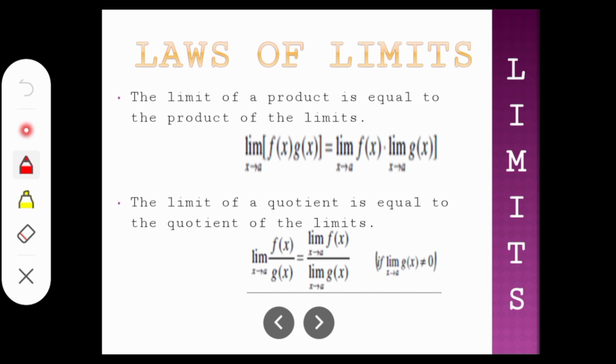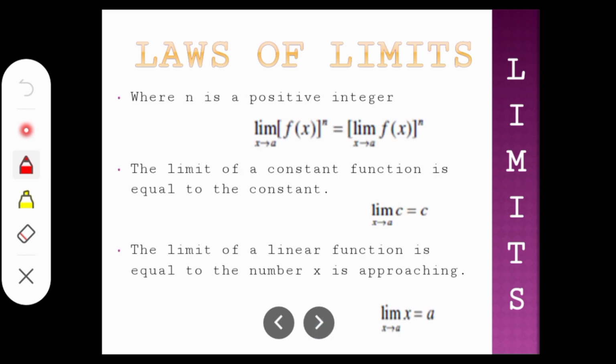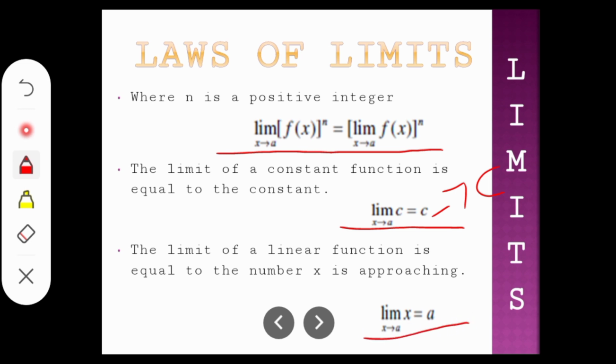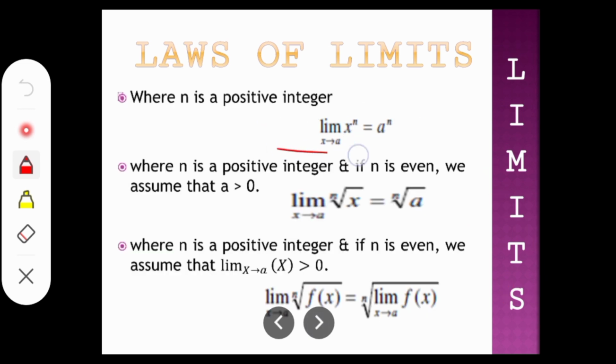Next one is the limit of a product is equal to the product of the limits. Next, the limit of a quotient is equal to the quotient of the limits. Here n is a positive integer, it will come up in here. The limit of a constant function is equal to the constant. Our C is our constant. The limit of the identity function is equal to the number x is approaching. Our a here, as x approaches a, is a real number or any real value.